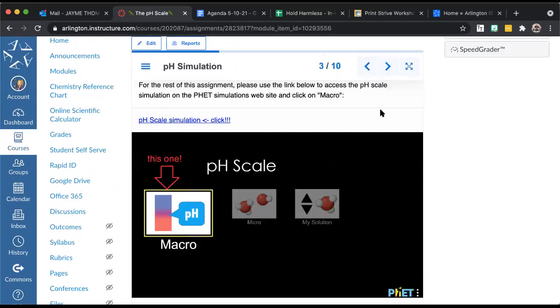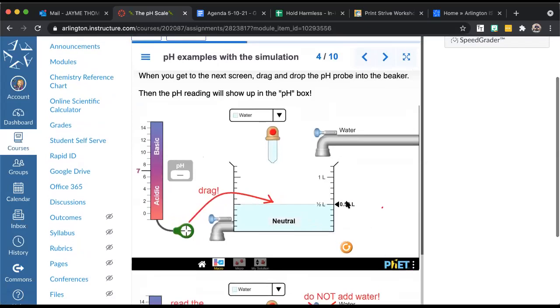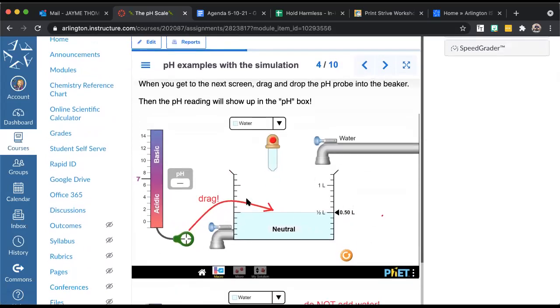Okay, so you are going to have an interactive assignment today. Similar to what we did for the strong and weak acids and bases, it's another simulation. So if you want to click this link here, it'll open it up in another window, okay? And then once you open it up, click on what says macro, okay? We're just looking at what it looks like to our eye. We don't want to look at the micro scale, okay? So you'll open it up, you'll click on macro, and then it's going to give you some directions here.